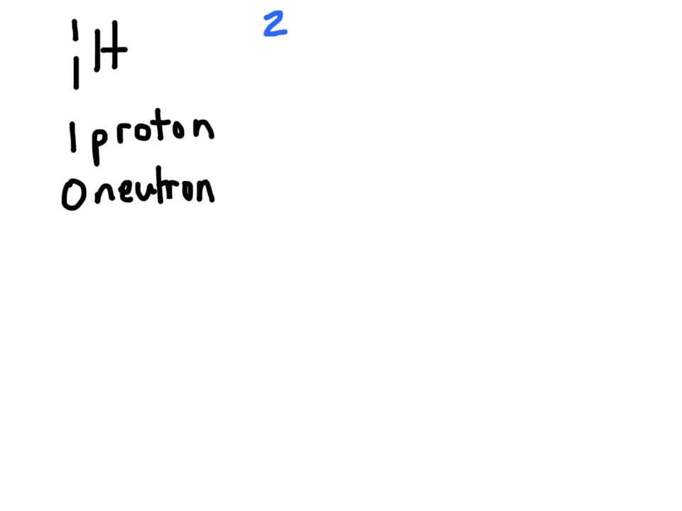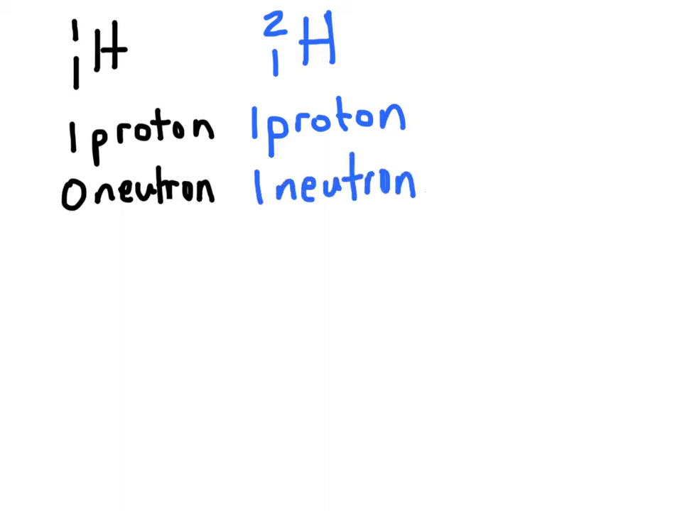Let's do some examples. This is 1,1H, meaning I have 1 proton. And if I subtract the bottom number from the top, I get 0 neutrons. Now, if I take the symbol 2,1H, then I get 1 proton still, but 2 minus 1 gives me 1 neutron. This is known as deuterium. It's part of heavy water.